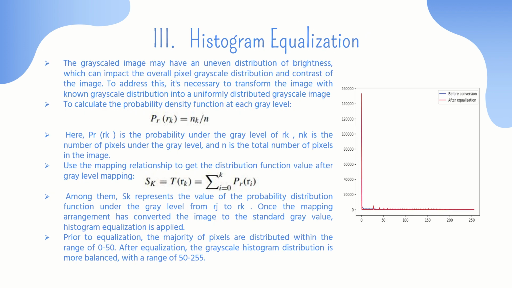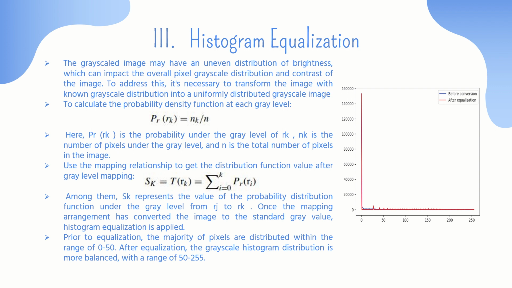Coming to the histogram equalization, the grayscaled image will have uneven distribution of brightness. In order to improve the overall pixel grayscale distribution and contrast of the image, it is necessary to transform an image with a known grayscale distribution into a uniformly distributed grayscale image. By improving the irregular distribution of pixels, the range of pixel distribution is enlarged. Contrast of the image is also improved.